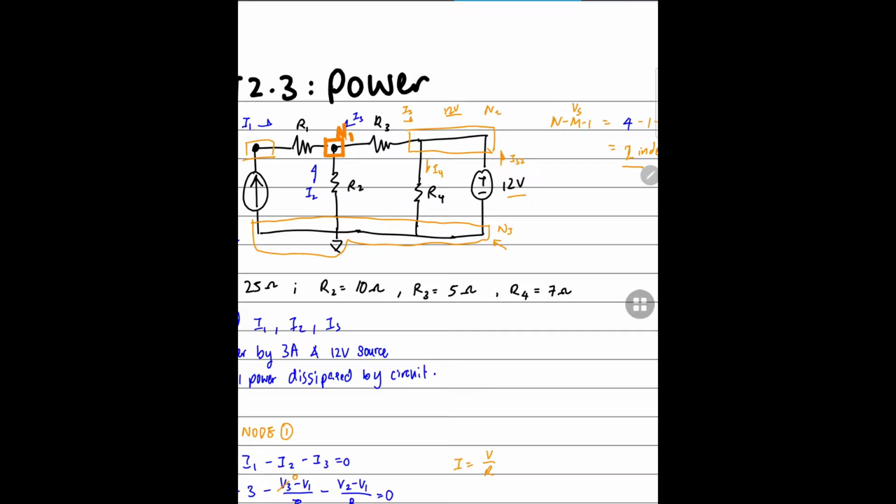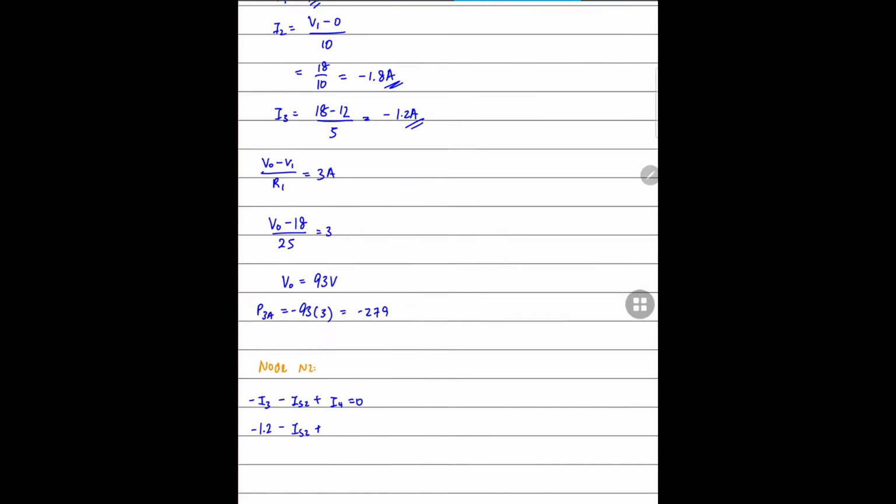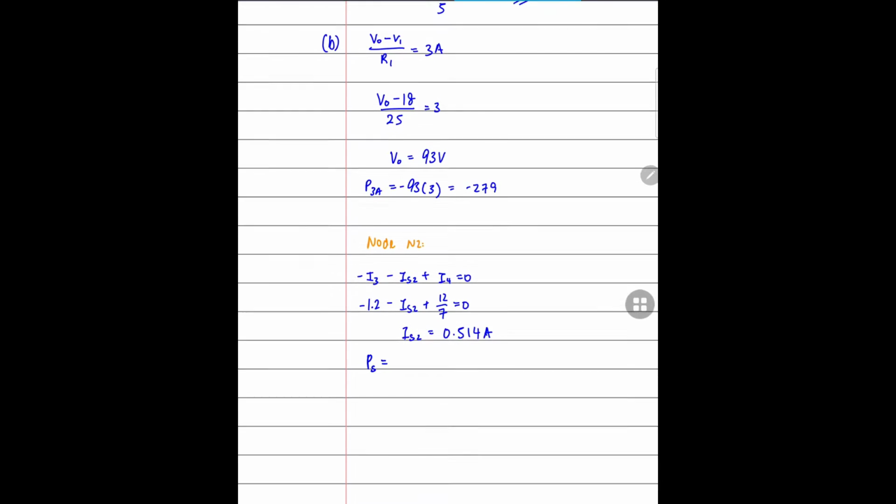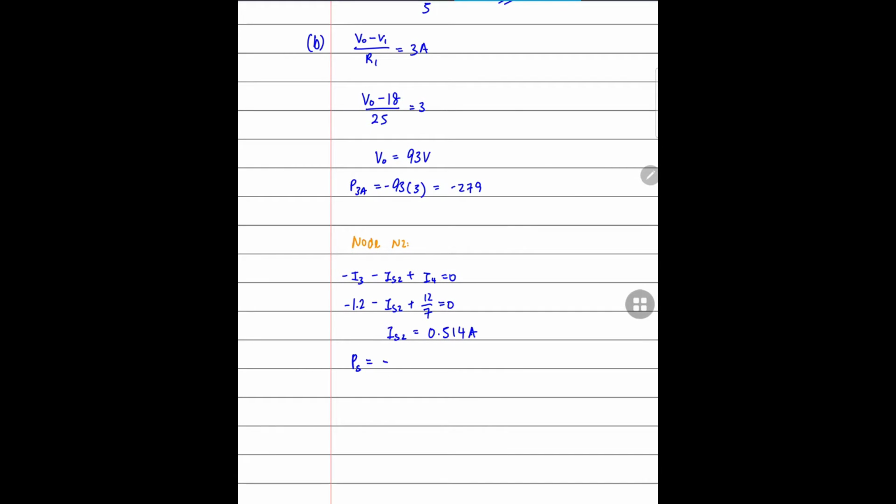We know that the node voltage at N2 is 12 volts, and so the current passing through resistor 4, which is I4, will be 12 over 7. Knowing the current I3, we can compute IS2 to be 0.514 amps. Now with the current through IS2 and knowing the voltage is 12 volts, we can compute the power supplied by the voltage source to be 0.514 multiplied by 12, which gives us 6.168 watts.